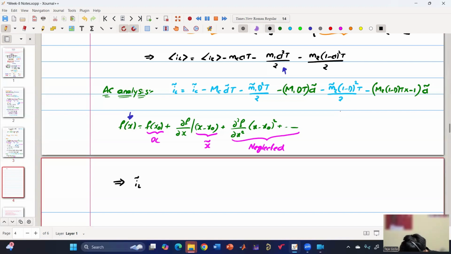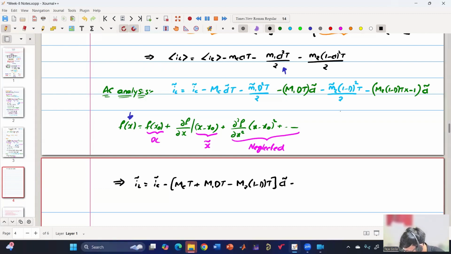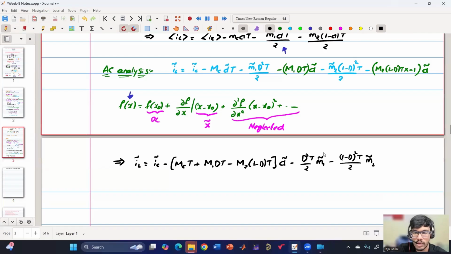So we have IL perturb is equal to IC perturb minus MC into, if I take the D perturbation common and minus also common, minus of MC into T plus M1 into dt, minus M2 into 1 minus D into T whole into D perturb, minus D square T by 2 into M1 perturb minus 1 minus D whole square into T by 2 into M2 perturb. Right?